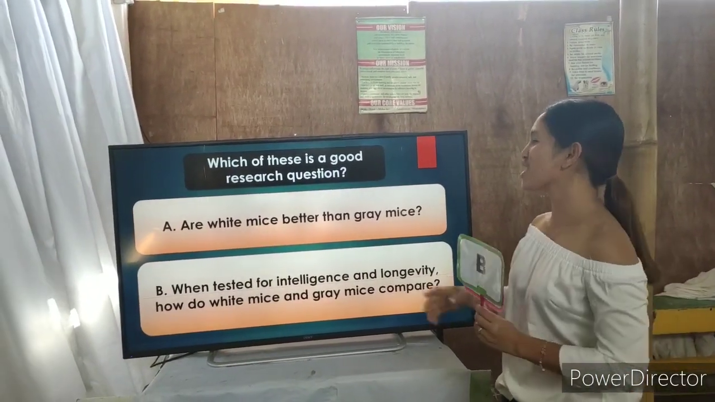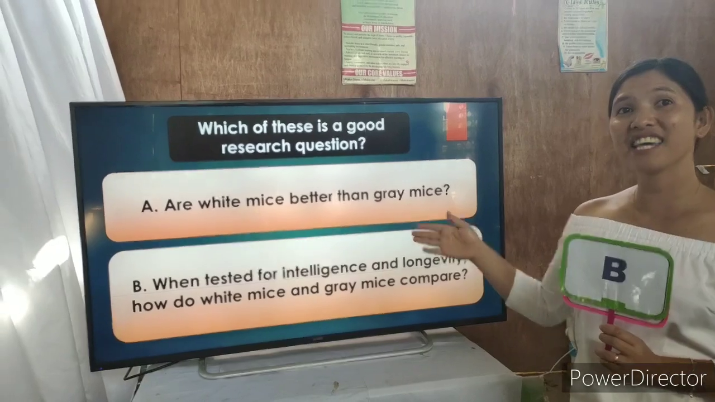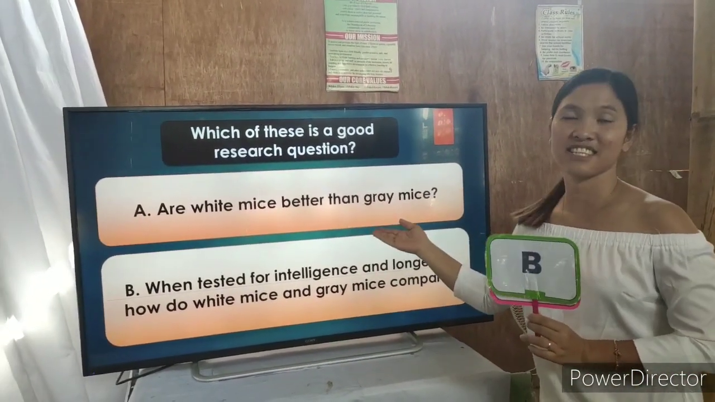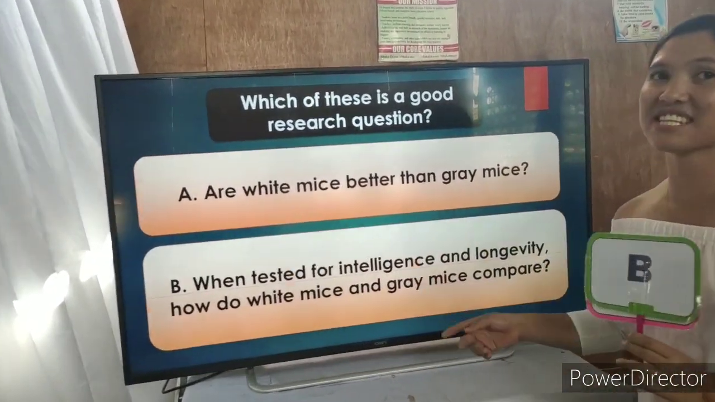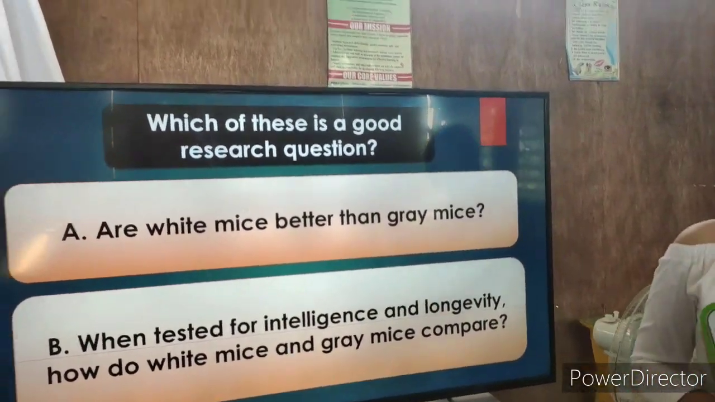Why? Are white mice better than gray mice? It is answerable by yes or no, and also we use the word better. Do not use the word better. When tested for intelligence, that is a primary source. And that's it. B is the correct answer.